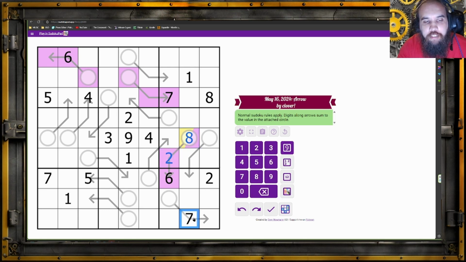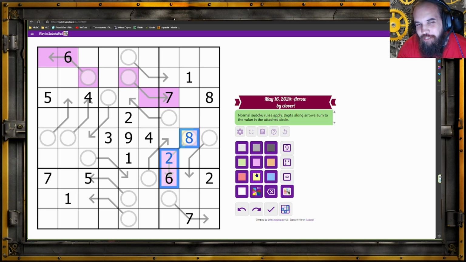The other way to think about this is if the 7 wasn't here, this would have to be a 1, and that wasn't going to be possible, which is what I saw originally. I did not see that. I saw a 7. It was even easier. So this is now an 8 and a 2. Easy enough.